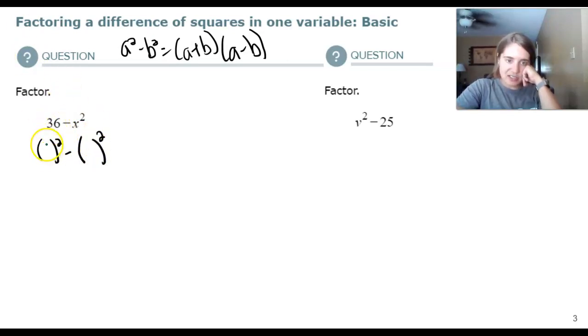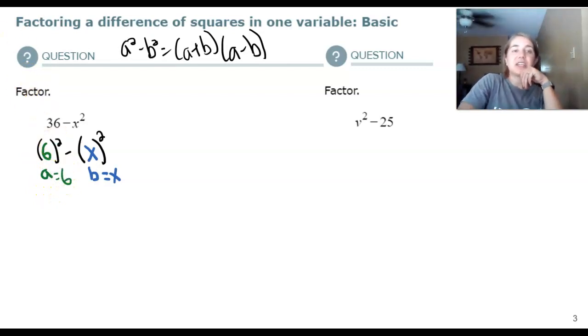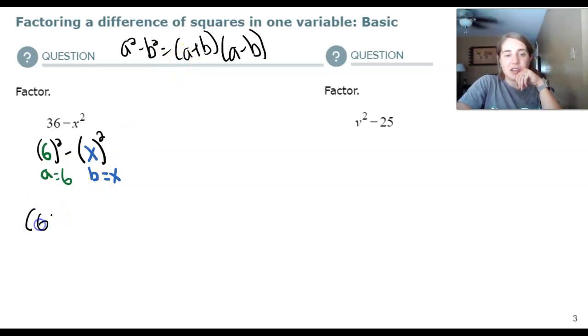We can write 36 as 6 squared. So that's going to be our a value. And we can write x squared as x, so b equals x and a equals 6. Now I'm going to put it into this equation of a plus b, a minus b. Ooh, I made a mistake. A minus b.